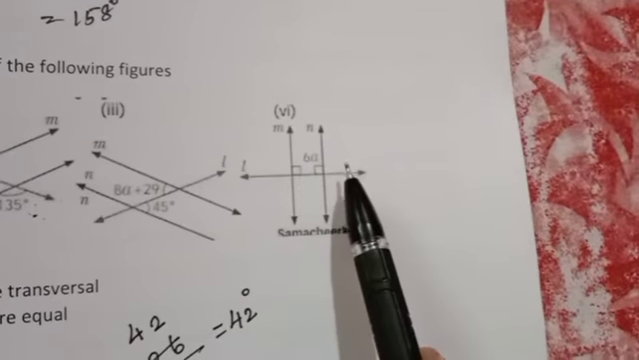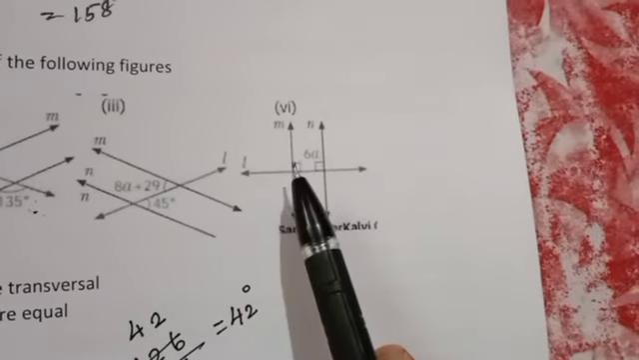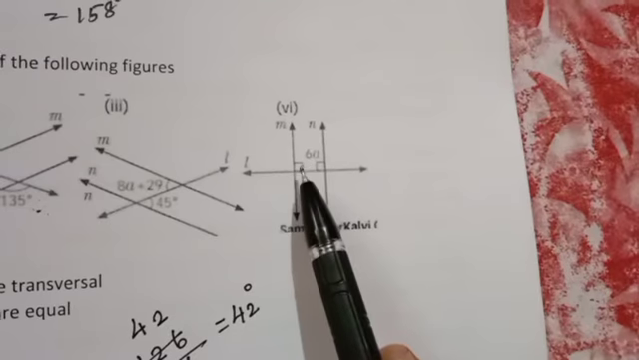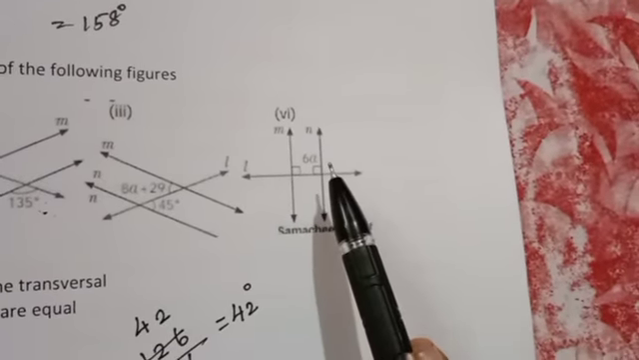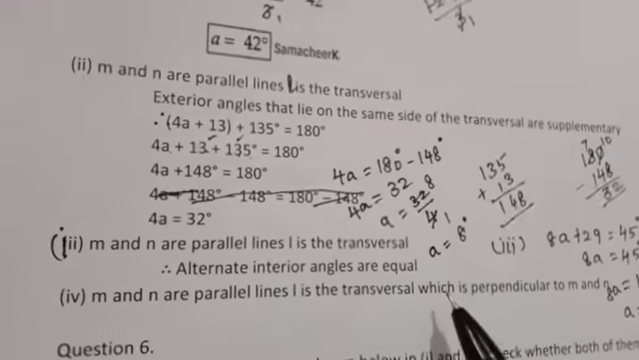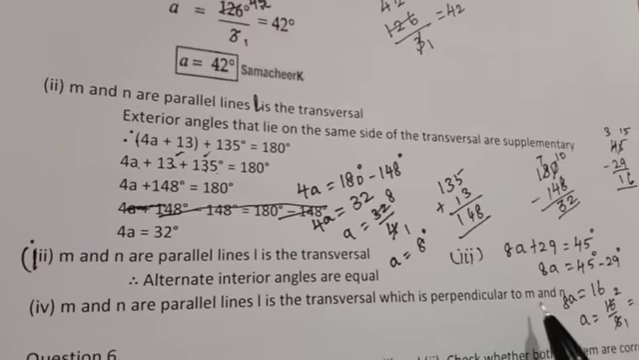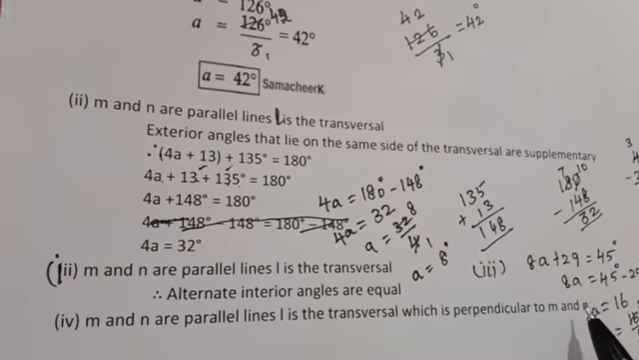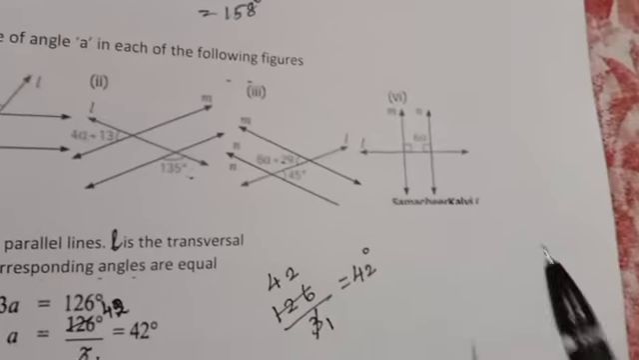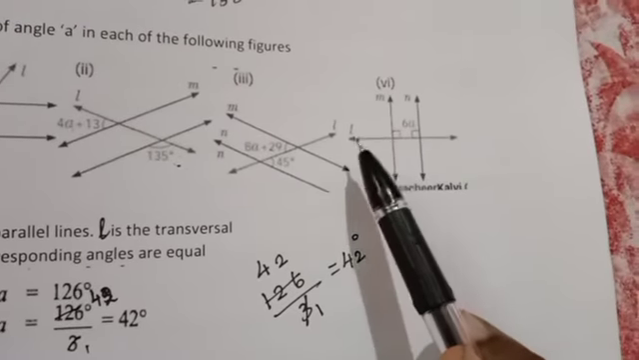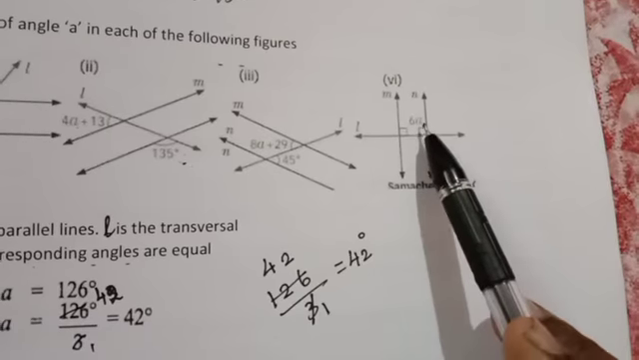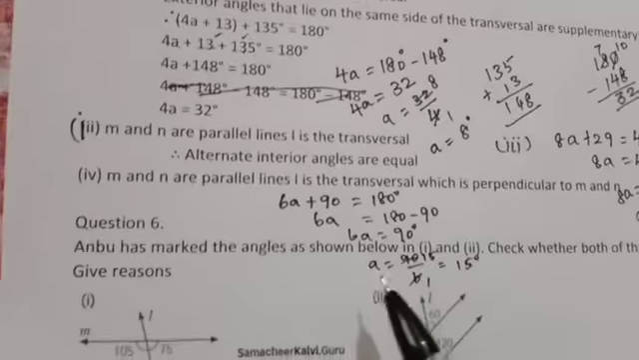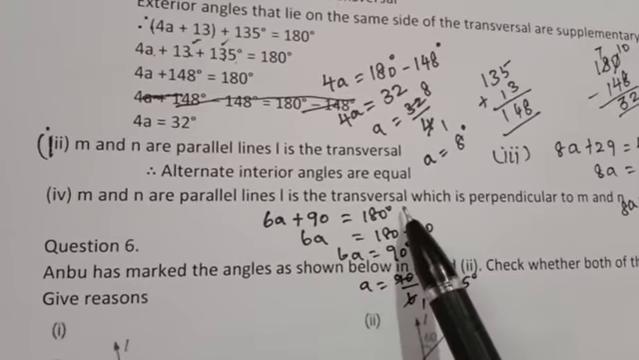These two are parallel lines. It is a transversal. What is the meaning of the square box? 90 degree. So these two are on the same side of the transversal. Okay, we have to find this A value. M and N are parallel lines. L is the transversal line. It is perpendicular to M and N. Listen, students. These two are on the same side of the transversal, so the sum of these two angles is equal to 180 degree. So that is 6A plus 90 is equal to 180 degree.